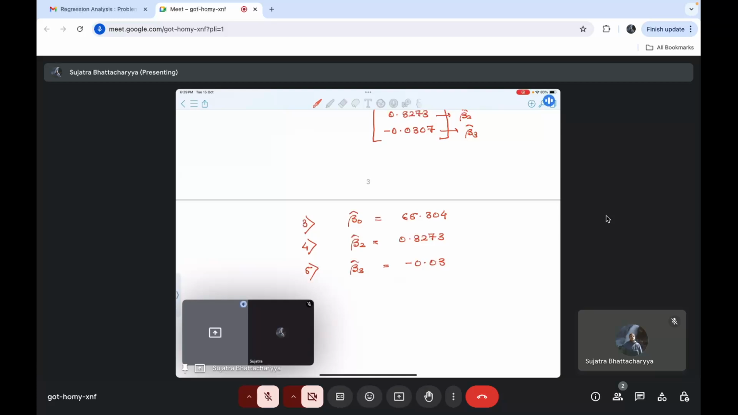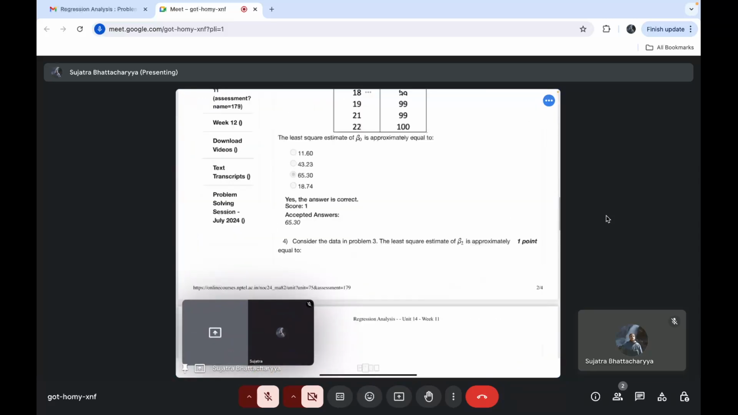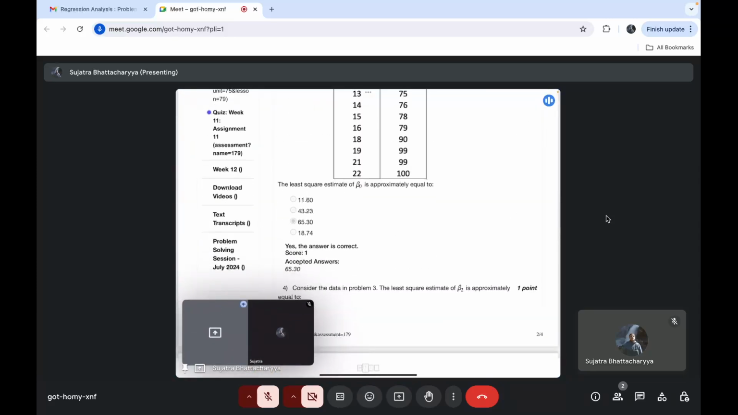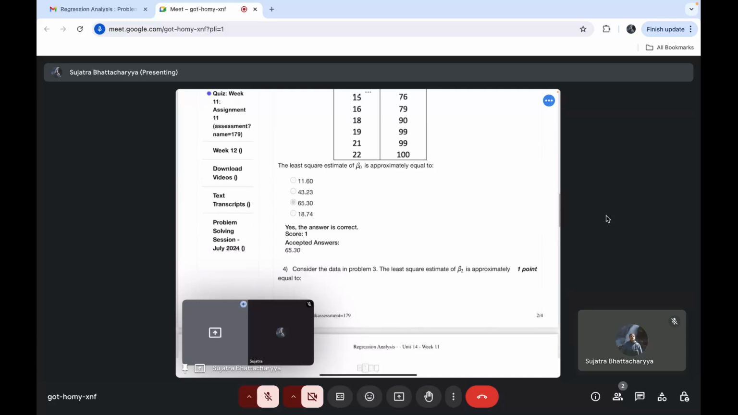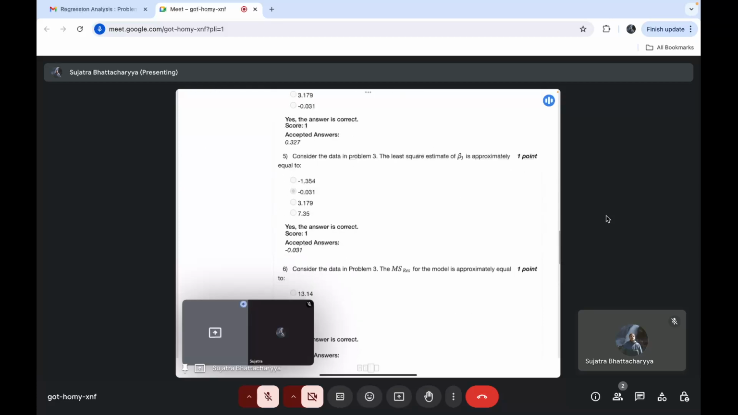See, 0.0307 can be rounded off to 0.031. Right? So it will be minus 0.031. So let's see: 65.304, 0.327, and minus 0.031. Okay. 65.30 is right for beta naught, it is correct. For the beta 2, it is 0.327, which is the accepted answer. And for beta 3, it is minus 0.031, which also we have found out.